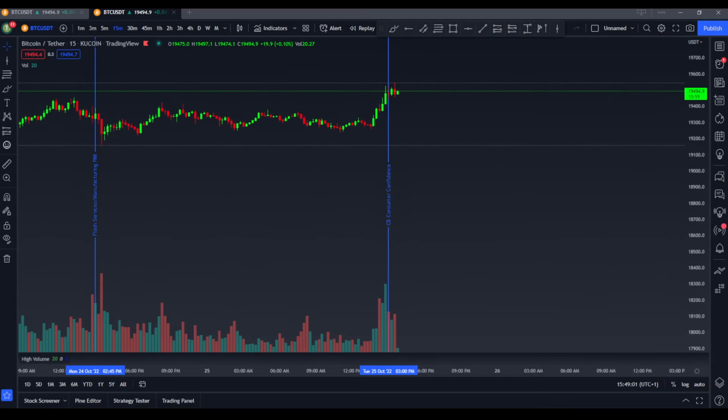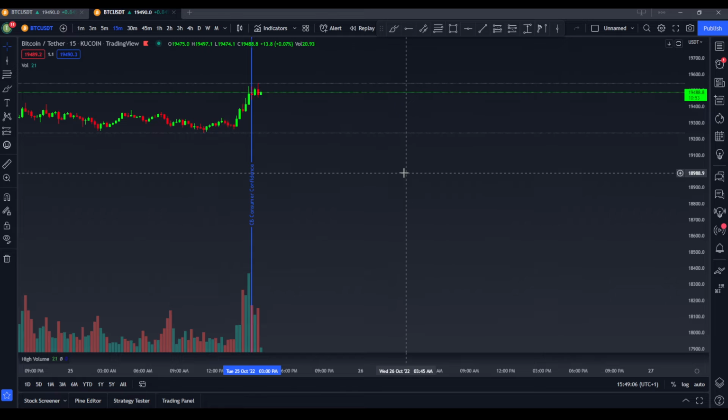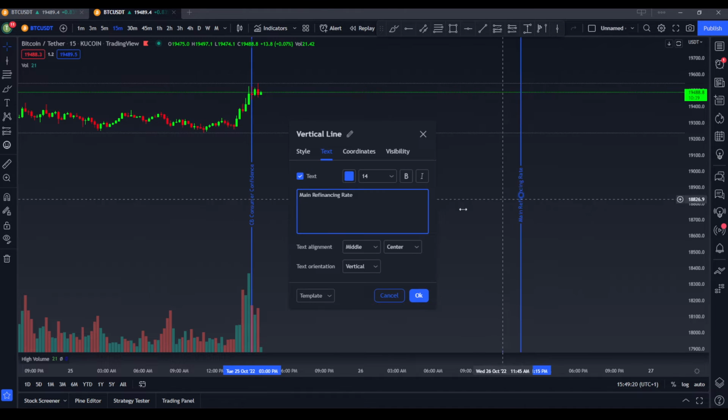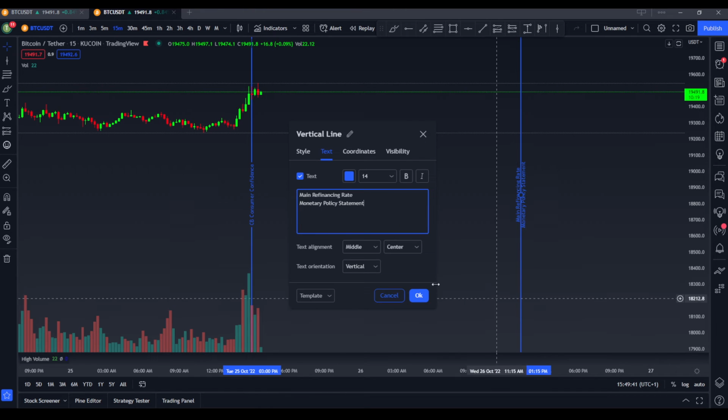Let's head back to TradingView. In TradingView on the 26th, we want 1:15 p.m. Sorry, on the right. Let's see what else we've got. Main refinancing. We also have monetary policy statement. Okay. That just looks messy, doesn't it? It doesn't matter. Let's keep it in.